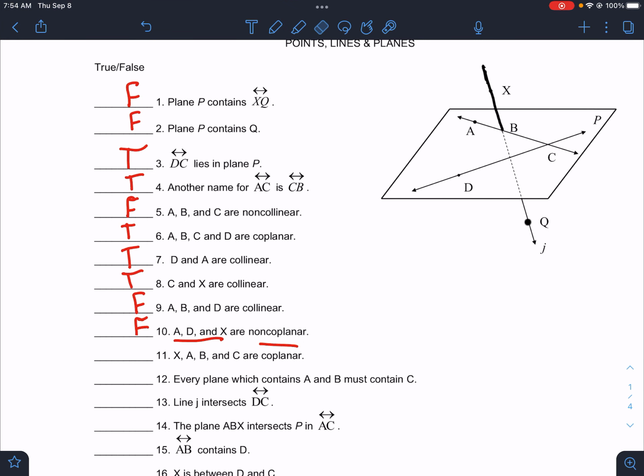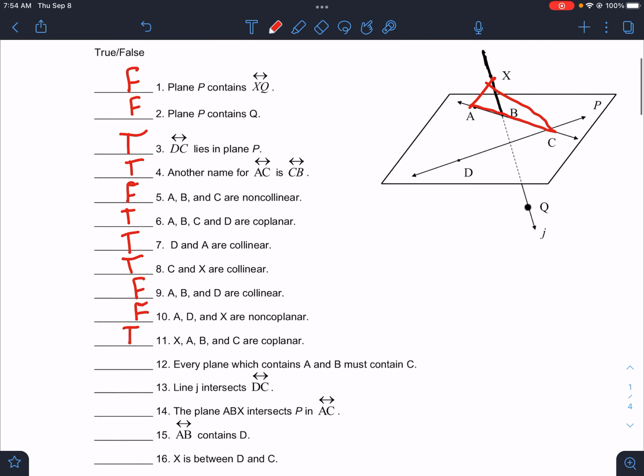X, A, B, and C are coplanar. Well, A, B, and C are all in a line. Does X, yeah, that's the same plane we just did. Oh, wait, no, sorry, that was A, D, and X last time. So it wasn't the same plane. But that's a different plane. Yes. That's the plane that I just did in the other program. Sorry about that. Yes, true.